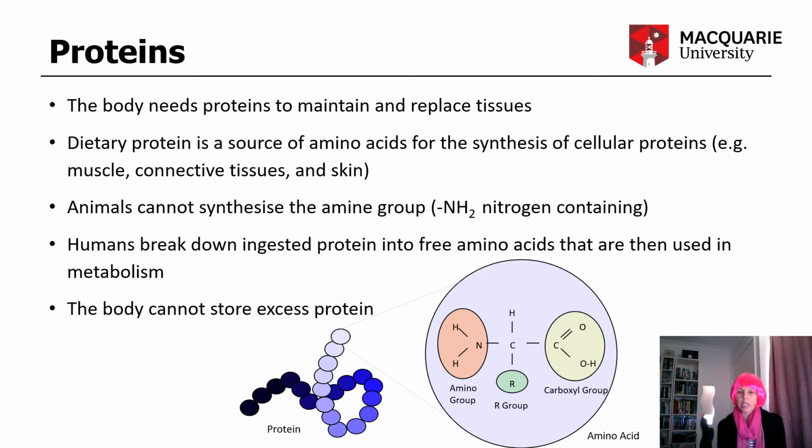So as mentioned, we can break down our ingested proteins into free amino acids. So that's the first thing that we would do when we consume protein. We break it down into amino acids, and then we can use it in metabolism. Now, we don't necessarily store excess protein. While we can build up our muscles if we're exercising, so we can increase our protein mass in our body, if there's leftover amino acids, they're not stored as such. We would then break them down, and in another video I'll show you how we break down proteins for energy and how we excrete them from the body.